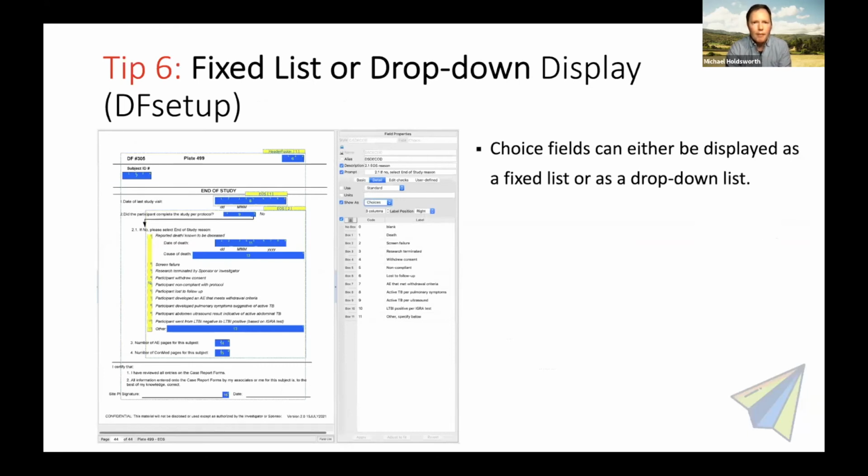Tip 6, fixed list or drop-down display. As you know, choice fields can either be displayed as a fixed list or a drop-down list. And in a DFexplore environment, choice fields are mostly displayed as a fixed list. And that's because there's a background image, and fixed lists work very well in DFexplore. However, we've discovered in DFcollect, very often it's beneficial to display choice fields as drop-down lists.